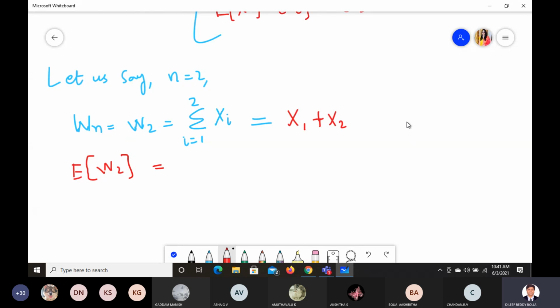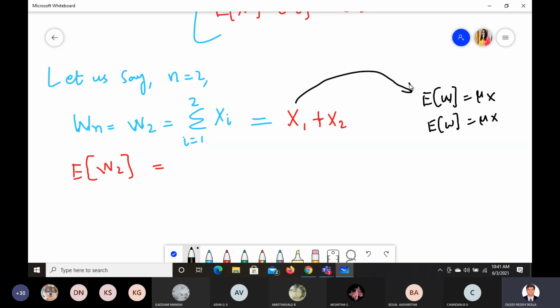See, expectation of W is mu x. Let us say this x1 is this, and x2 is this. Now what is the answer here? 1 plus 1, one mu x plus the other mu x, 2 mu x. Exactly. So mu x plus mu x we are going to get, so that equals 2 mu x.